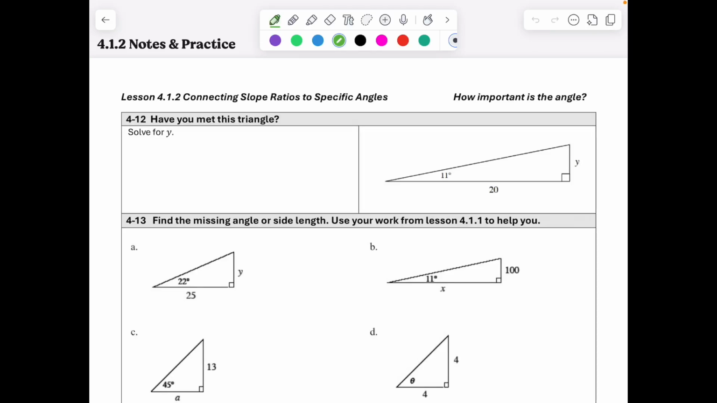This is lesson 412, connecting slope ratios to specific angles. So we're really working on adding more ratios to our slope toolkit.